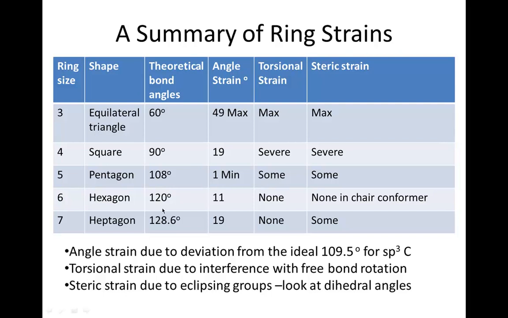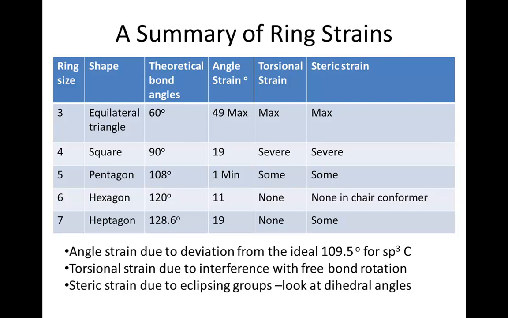When you get to the hexagon, if it were flat, a flat hexagon would have angles of 120 degrees, which would be 11 different from the 109.5. But it doesn't have any torsional strain really, other than the fact that these carbons are pinned into a ring, but they still have a lot of freedom of motion. And beyond this point, there's really no more real torsional strain in any of these rings. As you get larger and larger, they start acting more and more like open chains. With respect to torsional strain, it's gone.